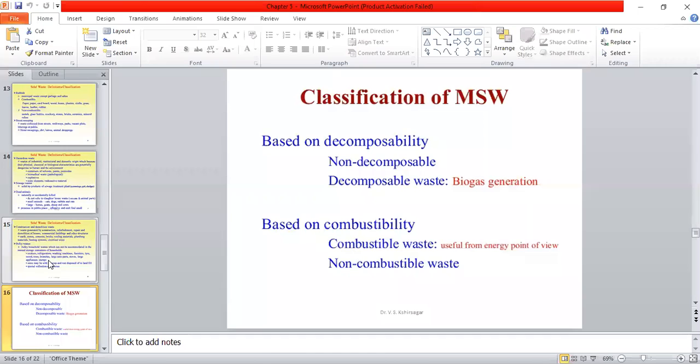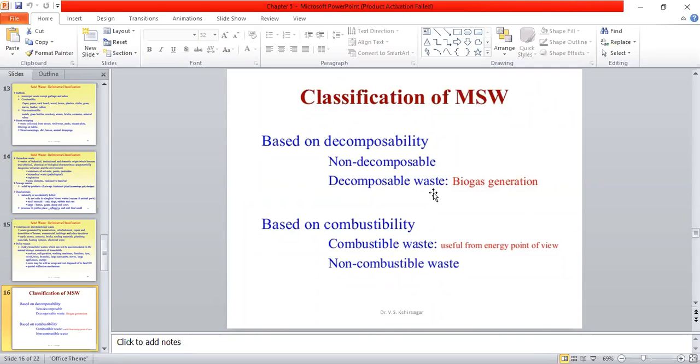Based on decomposability, it is divided into non-decomposable and decomposable solid waste. Non-decomposable means there will not be degradation by microorganisms, in an artificial manner or in a natural way. That may get burned or may not get burned, that is a different issue, but it will not be decomposed or degraded by microorganisms. Then decomposable waste is waste whose degradation can be performed, in a controlled or uncontrolled manner, with the help of microorganisms. That is the decomposable waste.